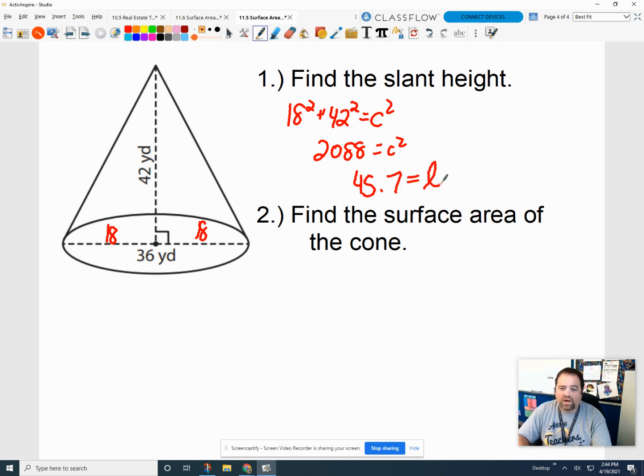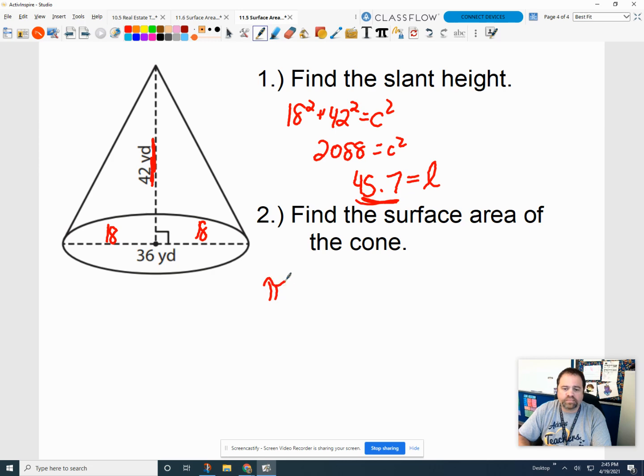I don't know if it's worth it to anybody, but that slant height should be longer than the height through the middle because it literally runs longer. So here, I know that I'm on the right track. This is bigger than this. If you get a slant height that's shorter than your height, you goofed something up.